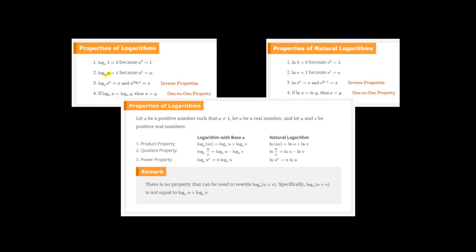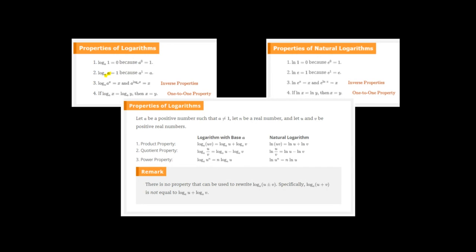And then we have the inverse properties and the one-to-one properties. Basically, the inverse property says that if you have a log of an exponent, those cancel out, or an exponent with a log. And the one-to-one property says if you have two logs that equal each other, then the things inside the logs are equal to each other. So those last two are used for solving more than anything. The first two properties are also useful for solving, but they're good to know because they help you simplify things.